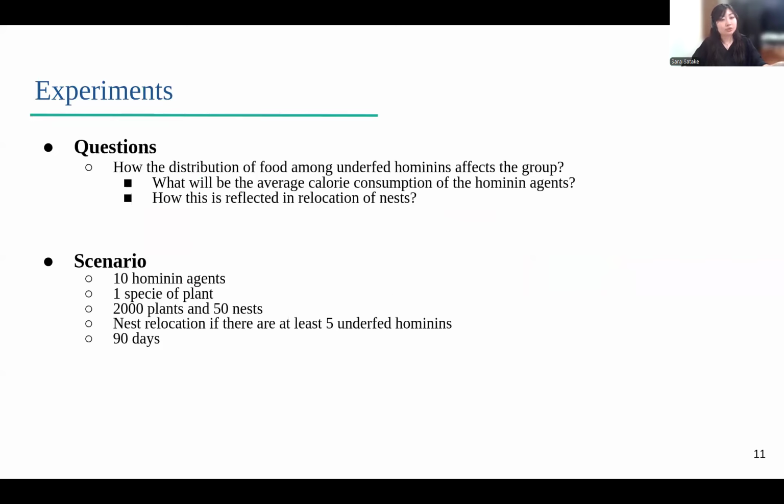And to try to answer these questions, we created one scenario where we have 10 hominin agents, one species of plant, 2,000 plant agents, and 50 possible nests. And if there are at least 5 underfed hominins, the nest is relocated the next day. And we also consider 90 days.